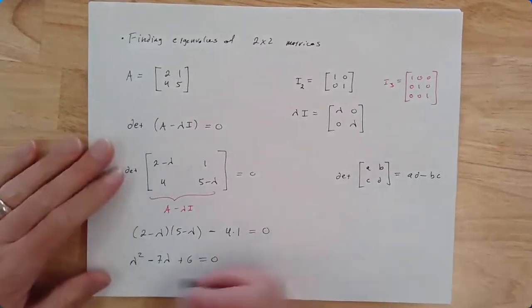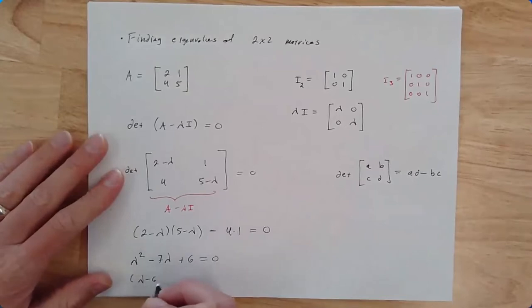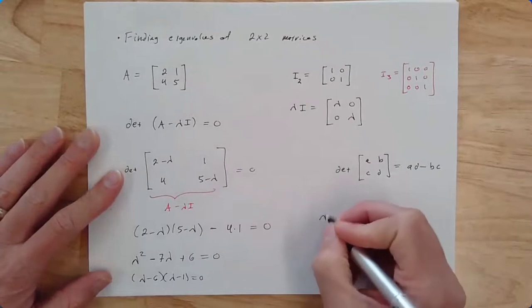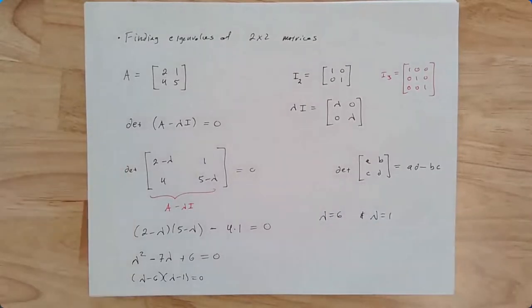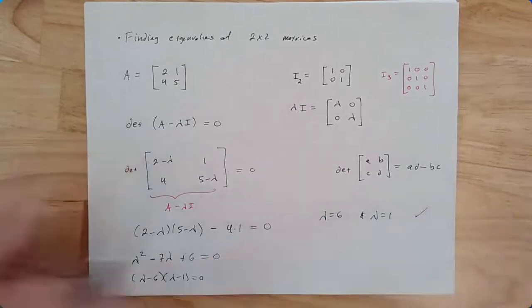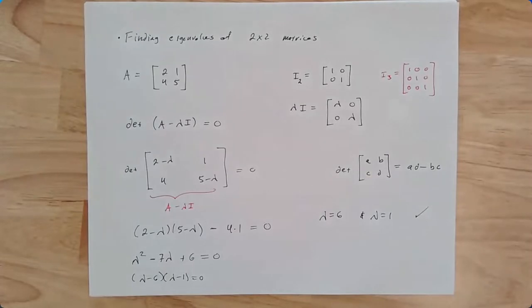This one works out nice, right? This one factors as lambda minus 6 times lambda minus 1 equal to 0. So our eigenvalues are lambda equal to 6 and lambda equal to 1, which is great. Done. We're not going to get into finding the eigenvectors right now, although that is something you should have seen last quarter. We'll revisit that once we get back to this part in class.